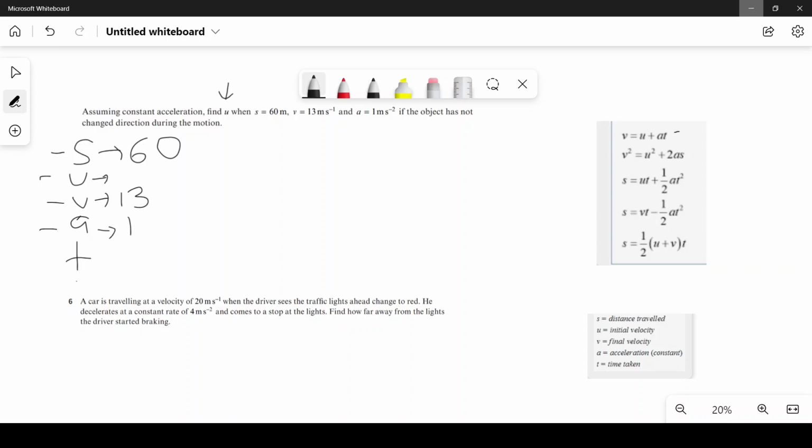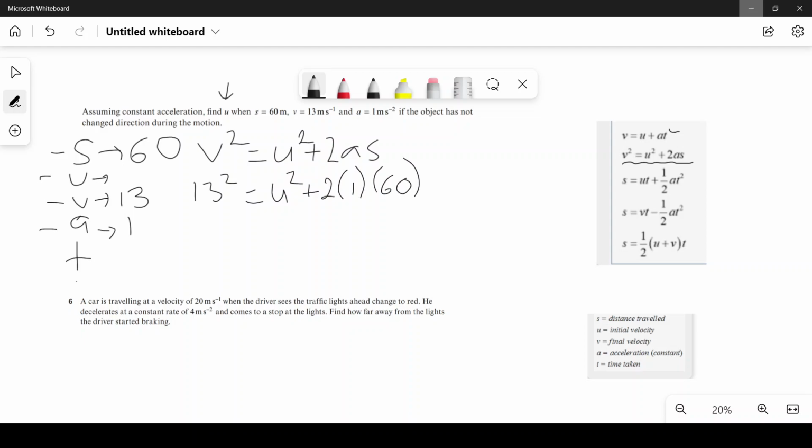And if we look at this, this has a T, well, that doesn't have a T. So we're going to use V squared equals U squared plus 2AS. What's V squared? 13 squared equals U squared, which we don't know, plus 2 times acceleration, which is 1, times S, which is 60. Okay, then we'll have 169 is equal to U squared plus 2 times 1 times 60, that's 120.